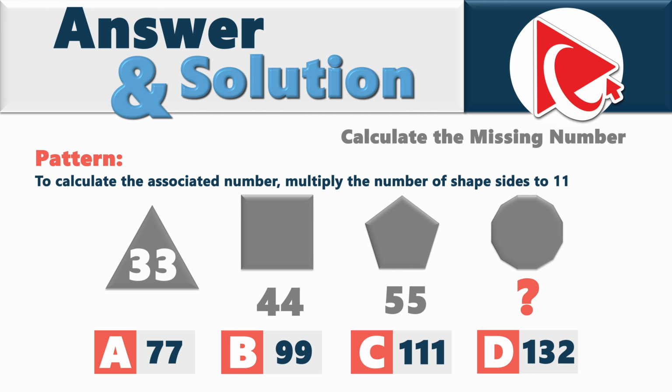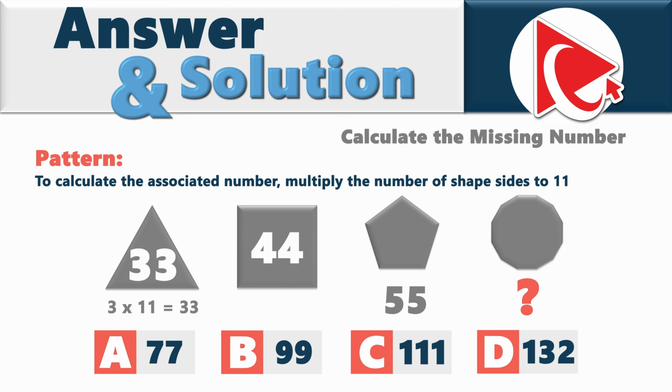The first shape is the triangle. Triangle has 3 sides, 1, 2, and 3. And to calculate the number associated with triangle, we need to multiply 3 by 11, and the associated number is 33. Let's look at other shapes. The second shape is square. Square has 4 sides. 4 multiplied by 11 equals 44.